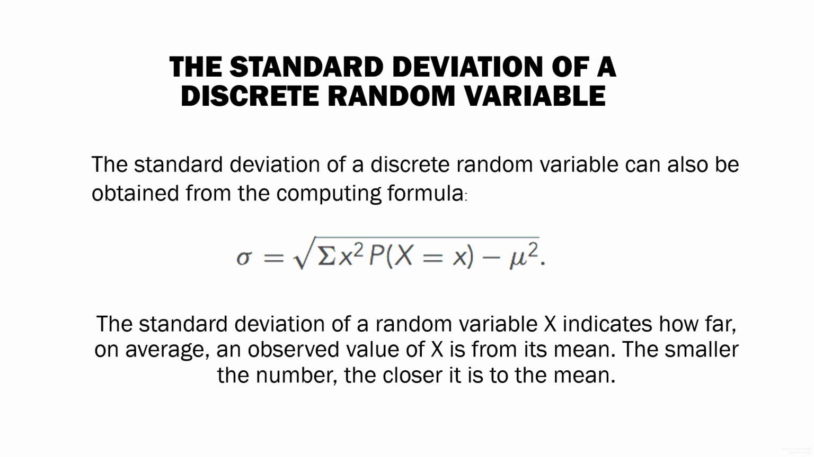So you may see a formula, and then you will see a computing formula as well. The formula that you should be using is the one that I am showing on here. This is the computing formula, and it is sigma equal to the square root of the sum of x squared times P(X = x), minus mu squared. And it says the standard deviation of a random variable x indicates how far on average an observed value of x is from the mean. The smaller the number, the closer it is to the mean. And that holds true for all standard deviations.